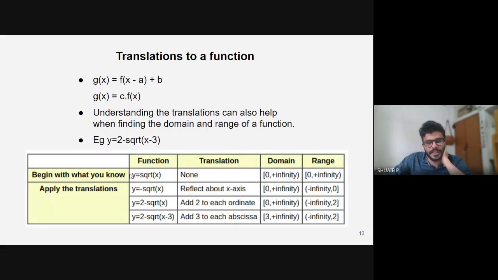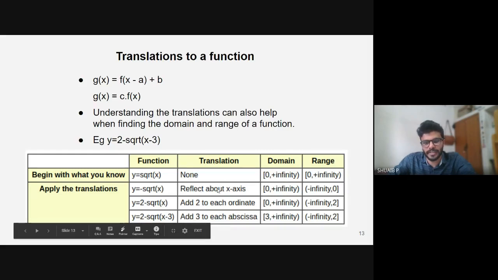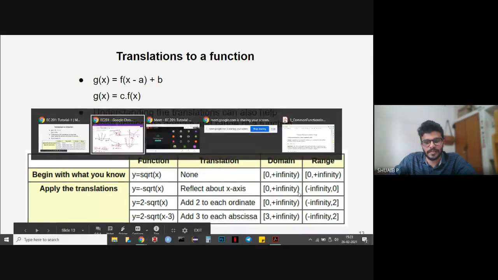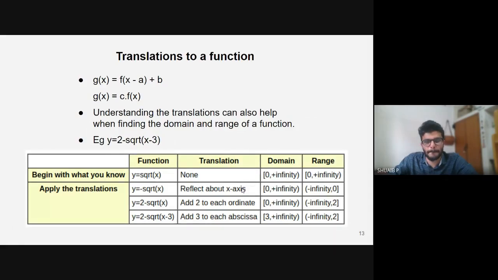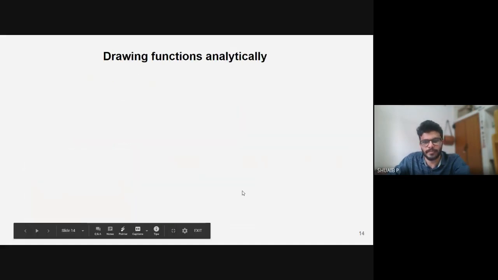Yeah, so if we do different translations to a function, it will change the domain and range accordingly. You can see this function and see how the domain and range are changing. So should we work this out, or can you guys do this later? I think I would keep it for now.